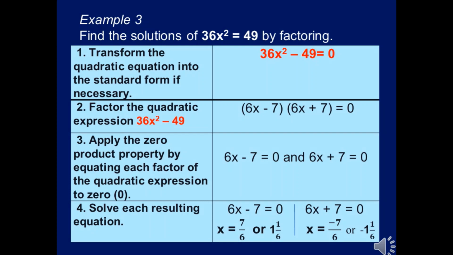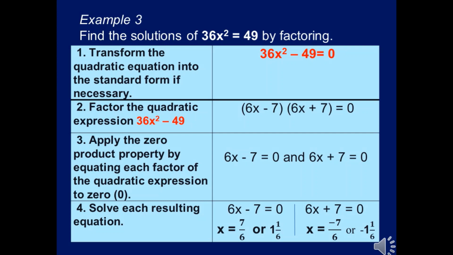So we're now ready to solve example 3. Find the solutions of 36x squared equals 49 by factoring. So again, it's not yet written in standard form. Then we need to rewrite it into its standard form. So in standard form, this is 36x squared minus 49 equals 0.